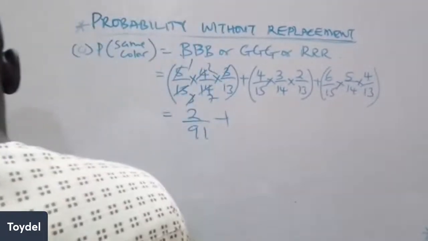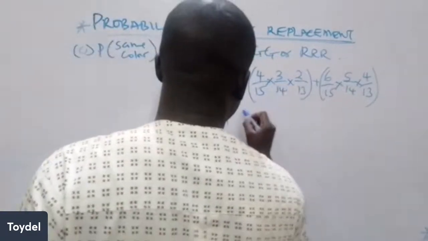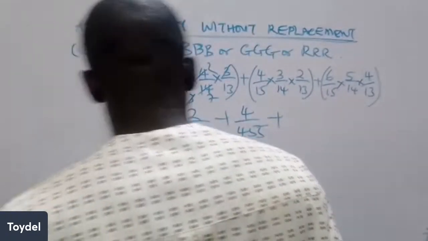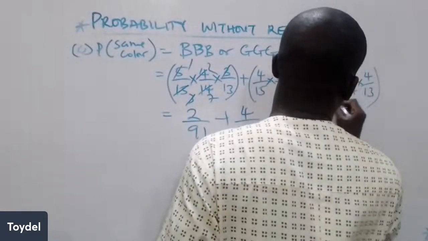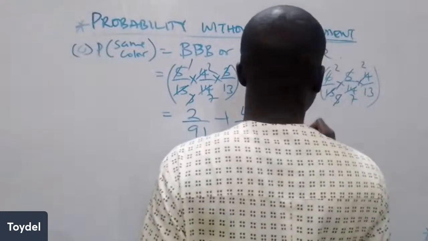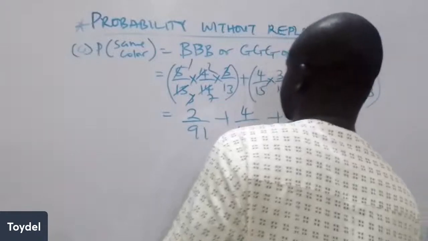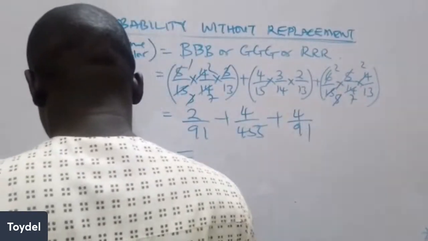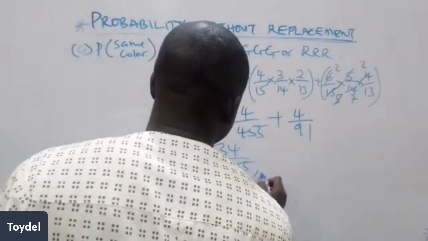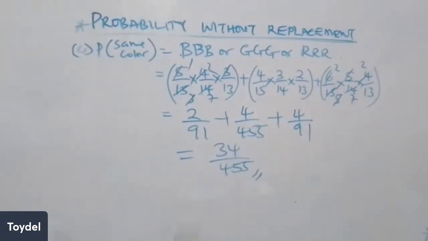Plus, for the green balls, we've gotten the value of that as 4 all over 455. Then plus, for the red ball, we're going to have 3 here 2, 3 here 5. 5 cancel 5. Here 2, here 7. We're going to have 4 all over 91. So if you actually find the total here, at the end of the day, we are going to have 34 all over 455. If you find the LCM and you do your cancellation, that is what you are going to get. So this is the probability of picking the same color without replacement.